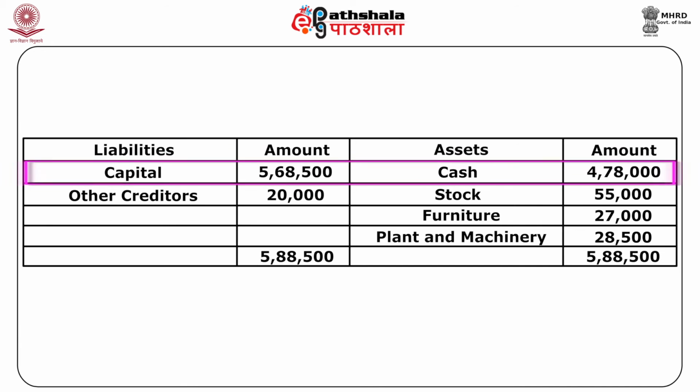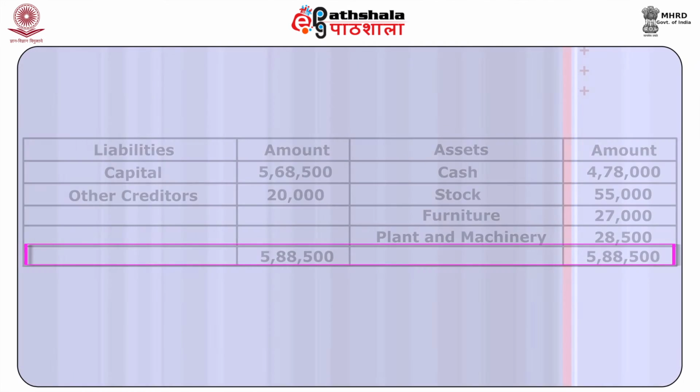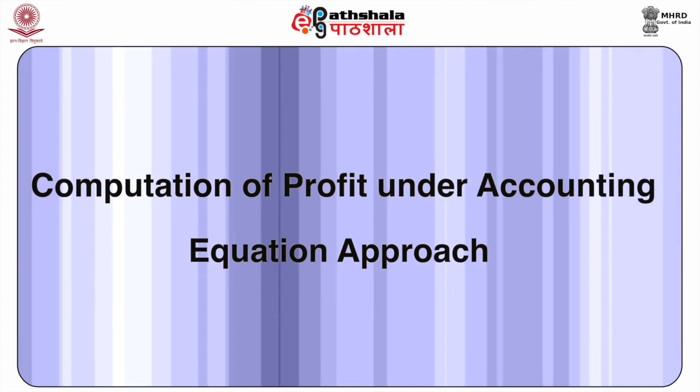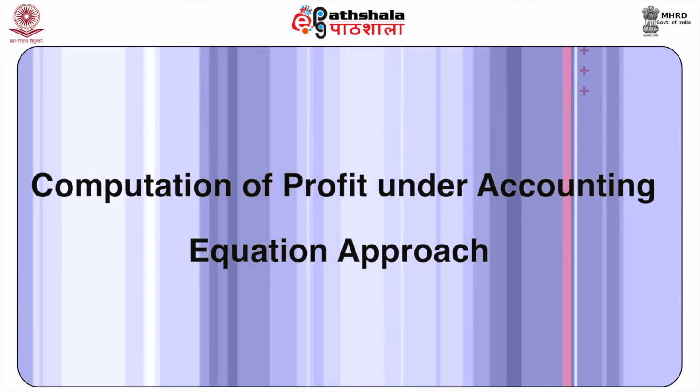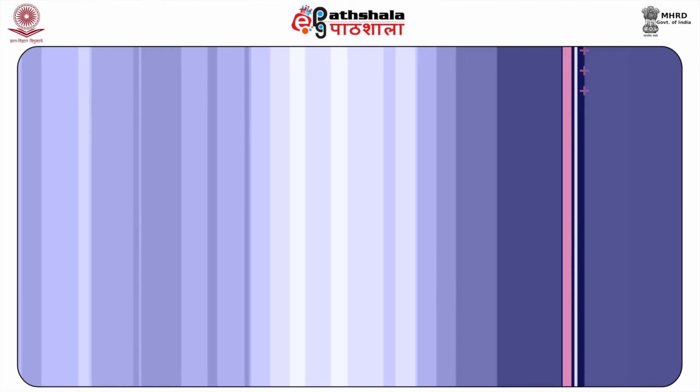And on the asset side, we have cash of 4,78,000, stock of 55,000, furniture of 27,000, plant and machinery of 28,500, which will give you 5,88,500 total amount. Now let's come to the computation of profit under the accounting equation approach.